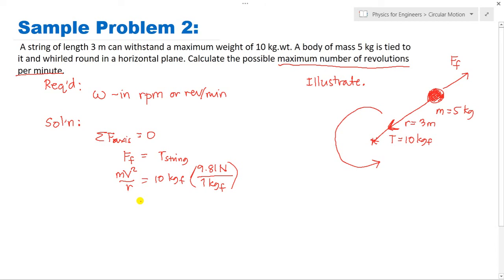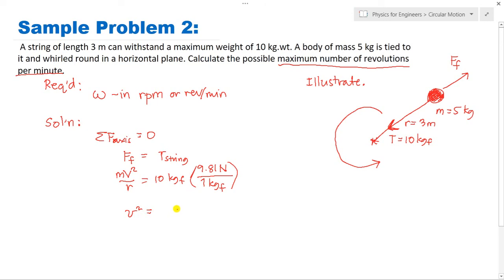We need to look first for our velocity, because if we already know the velocity, we can link this to our angular acceleration, angular velocity, which is our requirement. So therefore, arrange the equation so that v is only left on the left side.